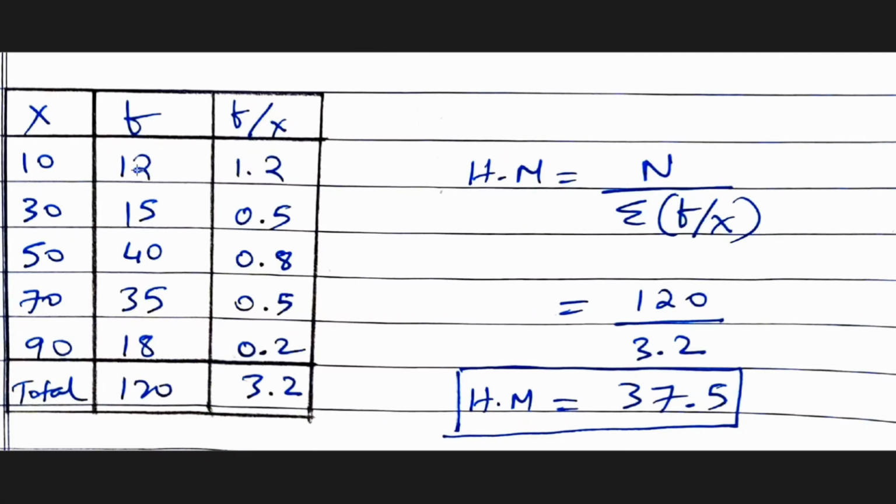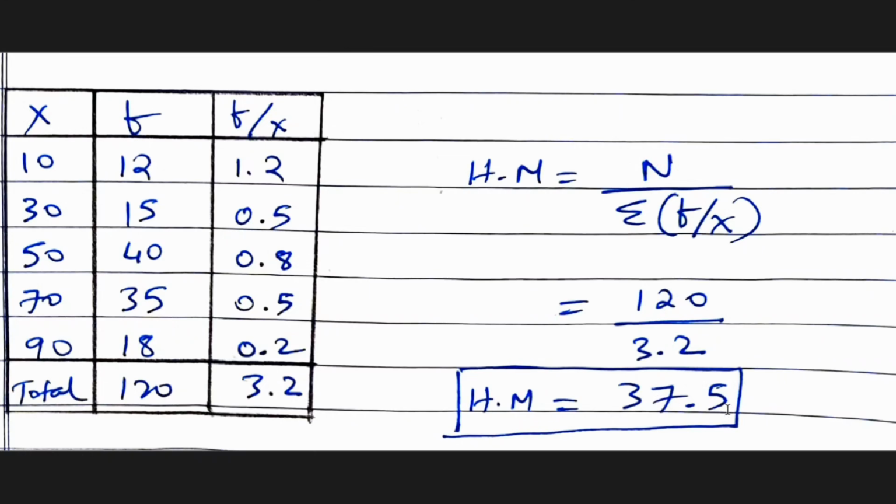Next, you have to divide each frequency by the respective variable value. So 12 divided by 10 is 1.2, 15 divided by 30 is 0.5, 40 divided by 50 is 0.8, 35 divided by 70 is 0.5, 18 divided by 90 is 0.2. So we have to add them: 1.2 plus 0.5 plus 0.8 plus 0.5 plus 0.2, and that sums up to 3.2. So therefore 120 divided by 3.2. Therefore harmonic mean is equal to 37.5.